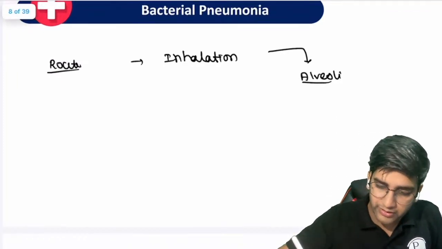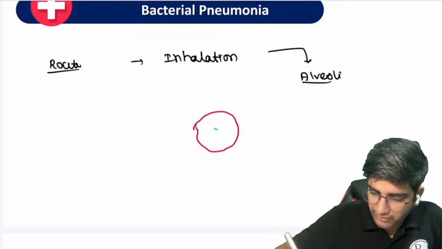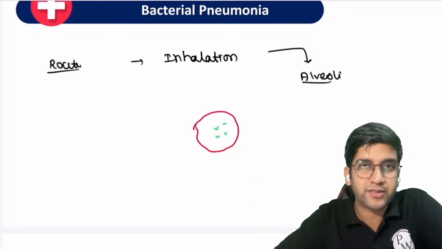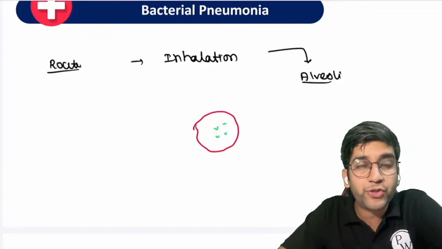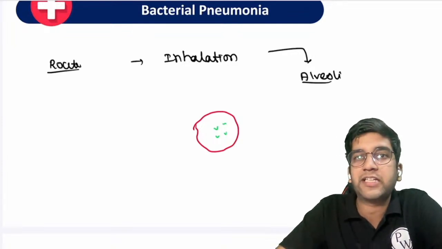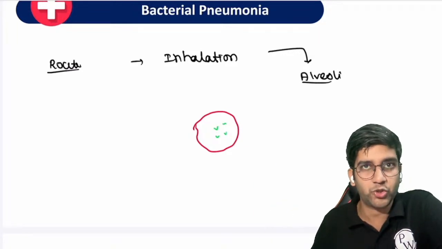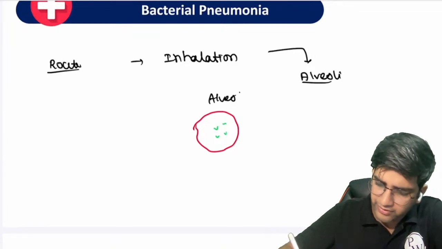Once it reached my alveoli, let's assume that this is your alveoli and you have bacteria. So now I'm having bacteria in a place. What do you think should happen? Should acute inflammation happen or not? I want you to answer every step, because once you answer every step, I'm just going to put that in lung parenchyma. That's all. Will acute inflammation happen here or not? Yes or no? It should happen, right? Obviously.